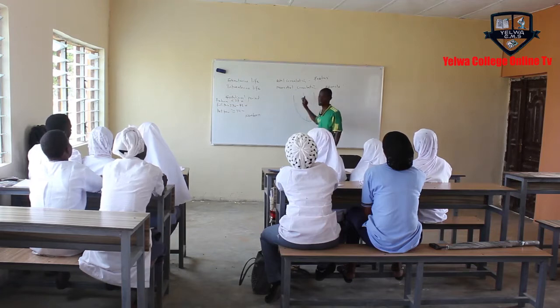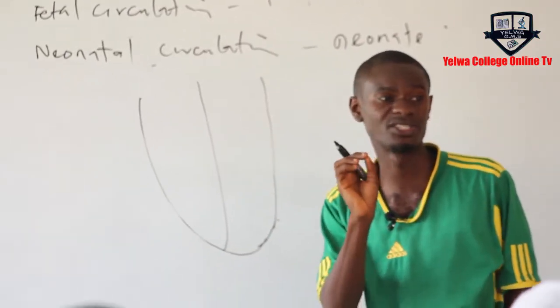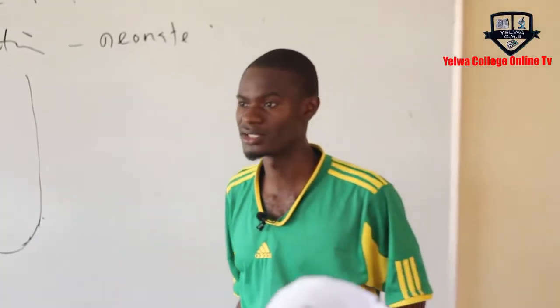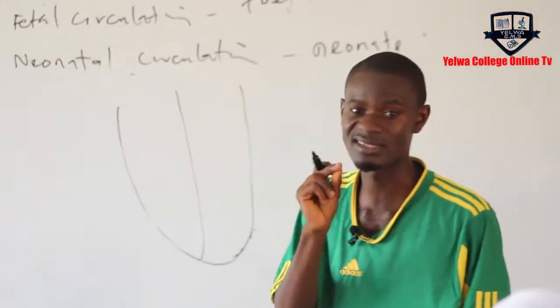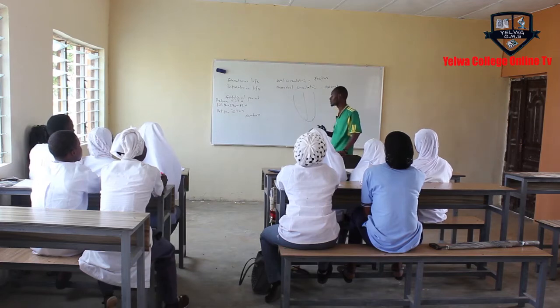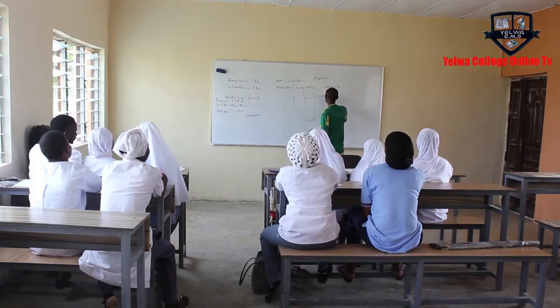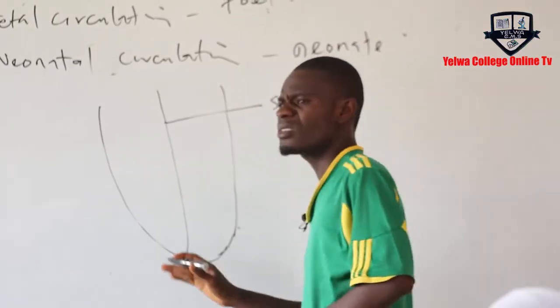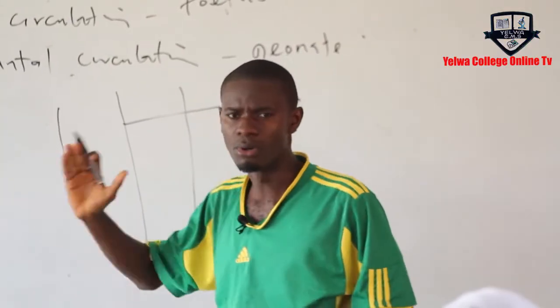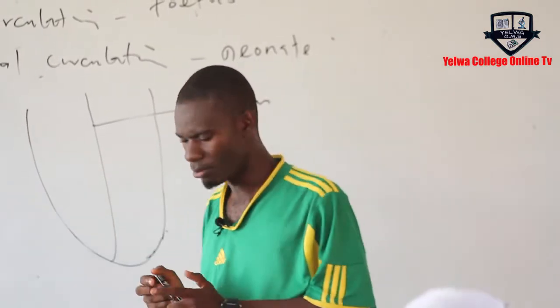Known as septum. Septum usually means partition. In anatomy, septum means what? Partition. So the nose is separated by what? Nasal septum. So the heart is also separated into right and left by what? By septum. So the purpose of this septum is to separate the oxygenated blood from deoxygenated blood.